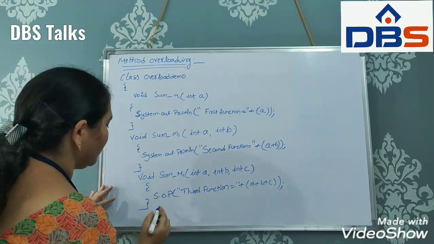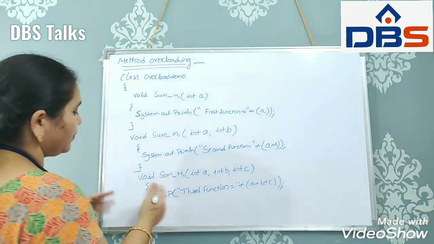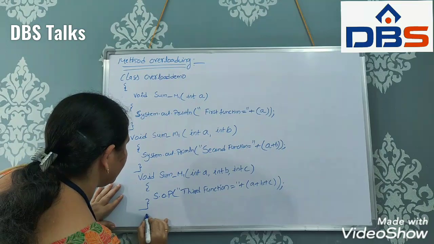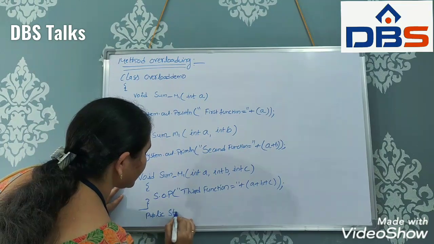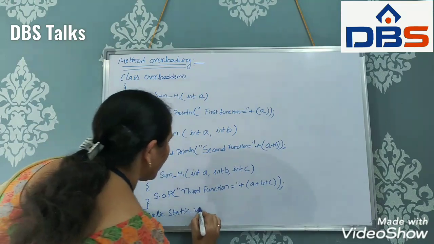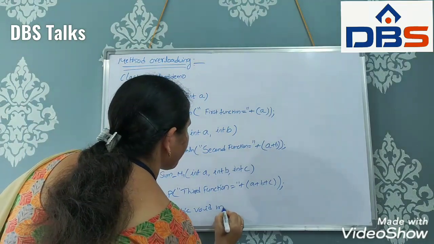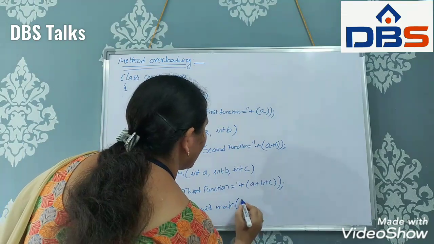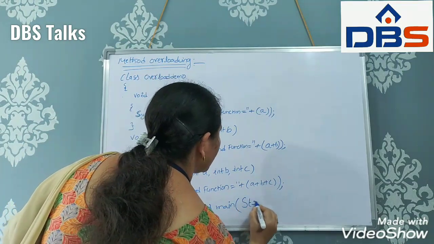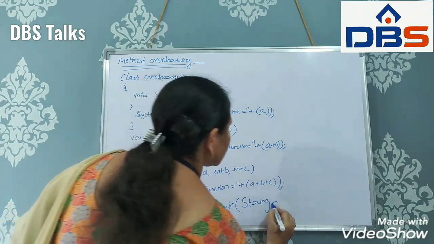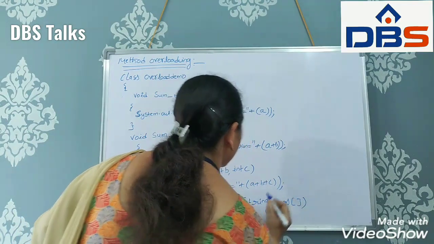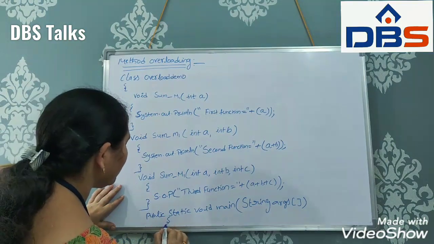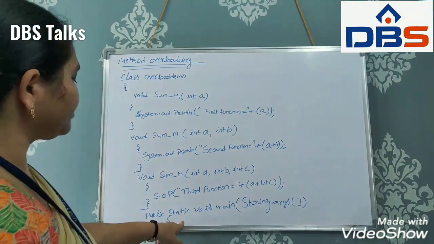Then I will call this class. I will open the main method: public static void main. I am passing arguments, that is why I am using String args. Args means arguments with size. So open the main method.